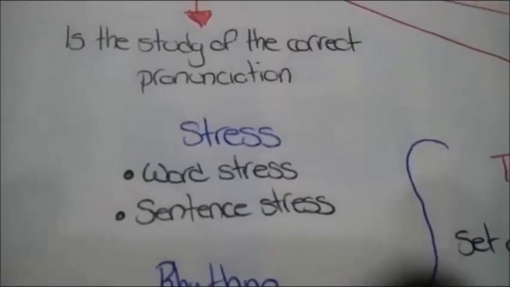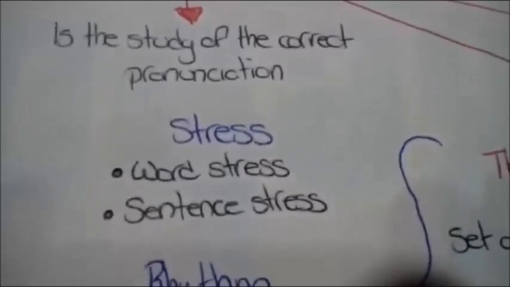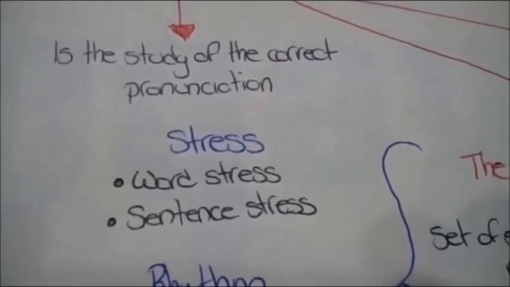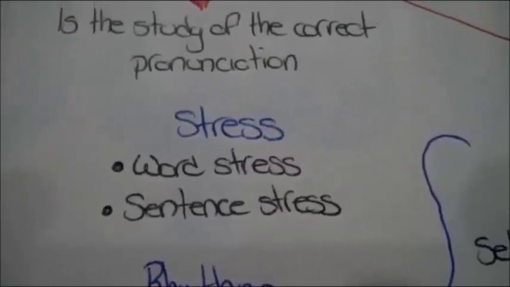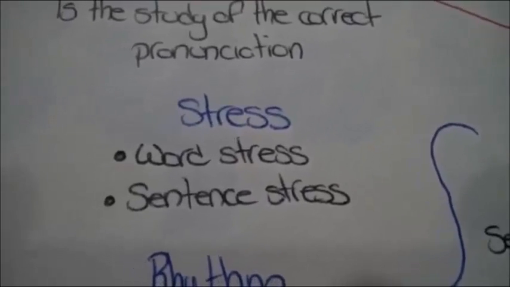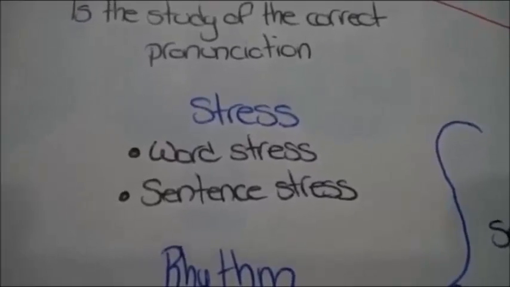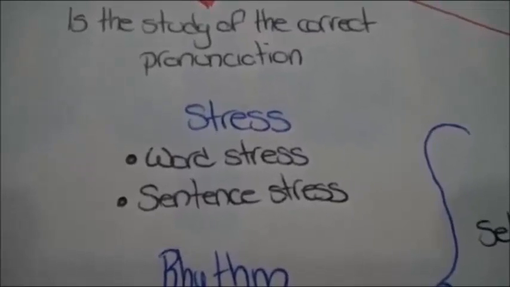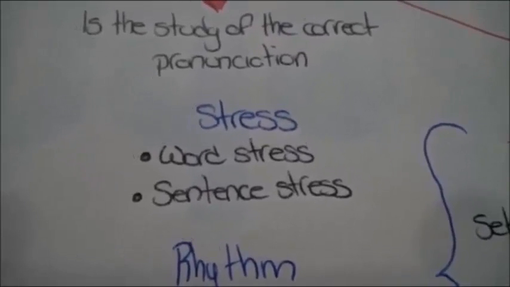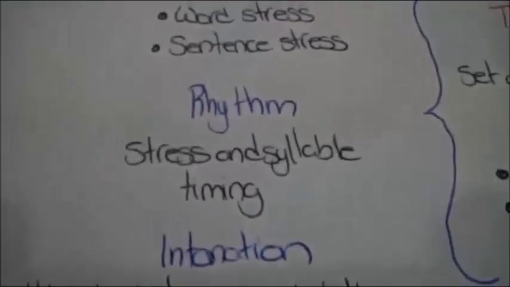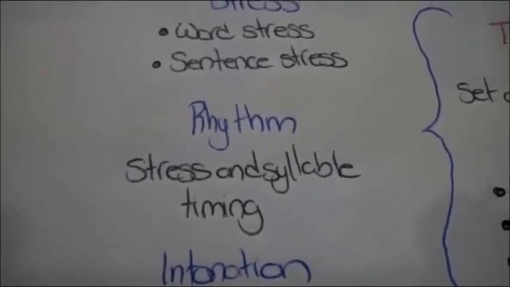In phonology, we have stress. There are 2 types of stress, the word stress and the sentence stress. The word stress is the clearer articulation, longer and more powerful. These words may be louder, clearer, and of different pitch. And the sentence stress helps us build the rhythm of the language: rhythm, stress, and syllable timing.